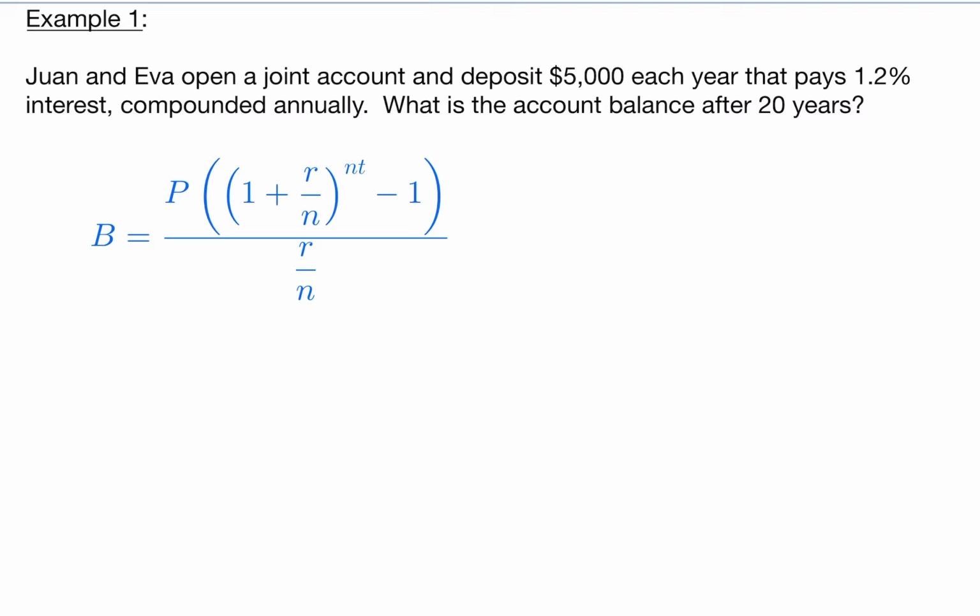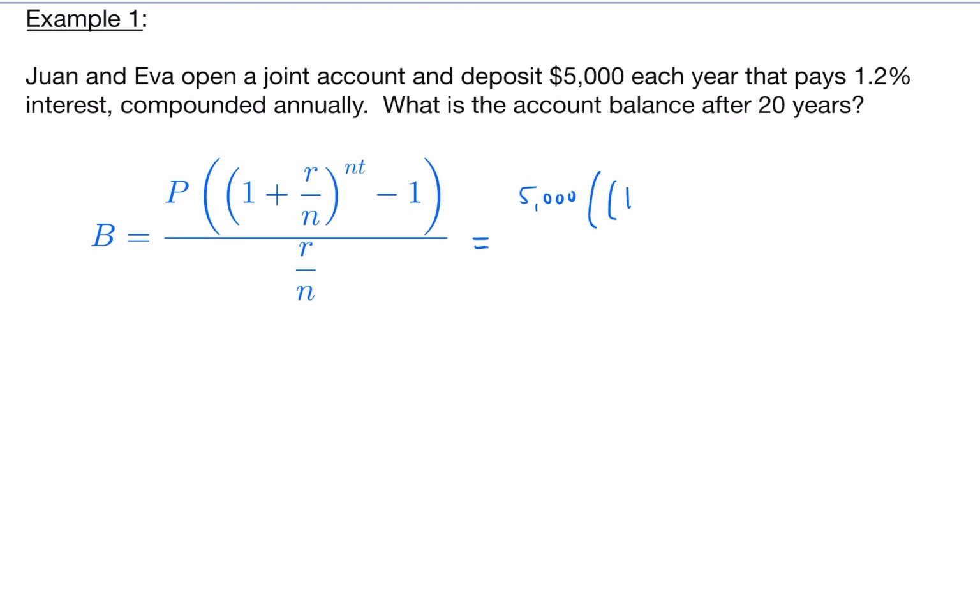We're told that Juan and Eva are opening a joint account and deposit $5,000 each year that pays 1.2% interest, and that is compounded annually. And the question is, what is that account balance after 20 years? So Juan and Eva are making a deposit of $5,000 every year for 20 years. All right, so to solve this equation, we're going to go ahead and replace the principal amount, which is $5,000. That's how much that they're making.